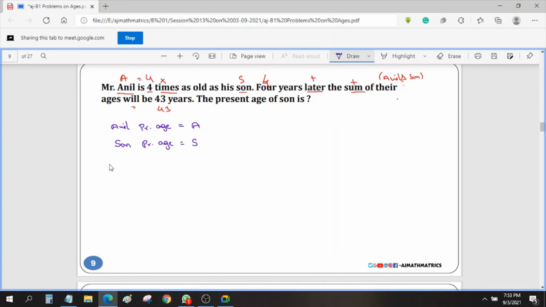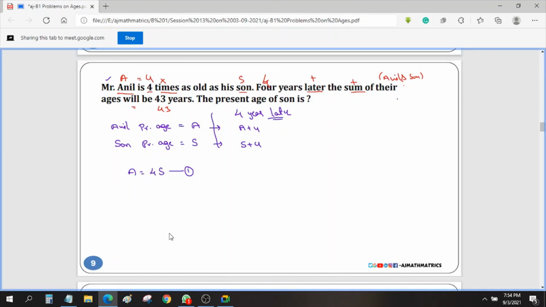Now converting the data. Anil is 4 times as old as his son, so A equals 4S. This is the first equation. The second equation: 4 years later, the sum of their ages. If Anil's present age is A, 4 years later what is the age of Anil? That is A plus 4. What is the age of son? S plus 4. If Anil's age is increasing by 4 years, then obviously the son's age would also increase. The son doesn't stay at the same age after 4 years.